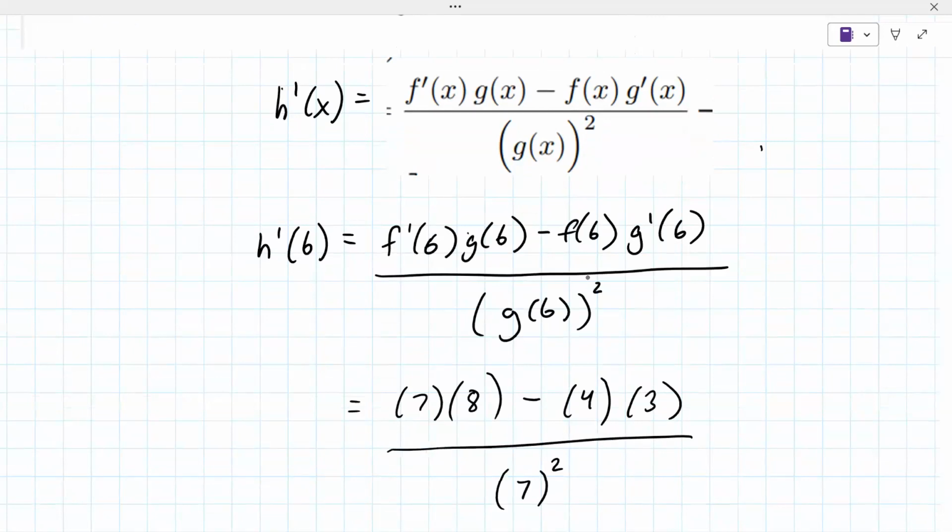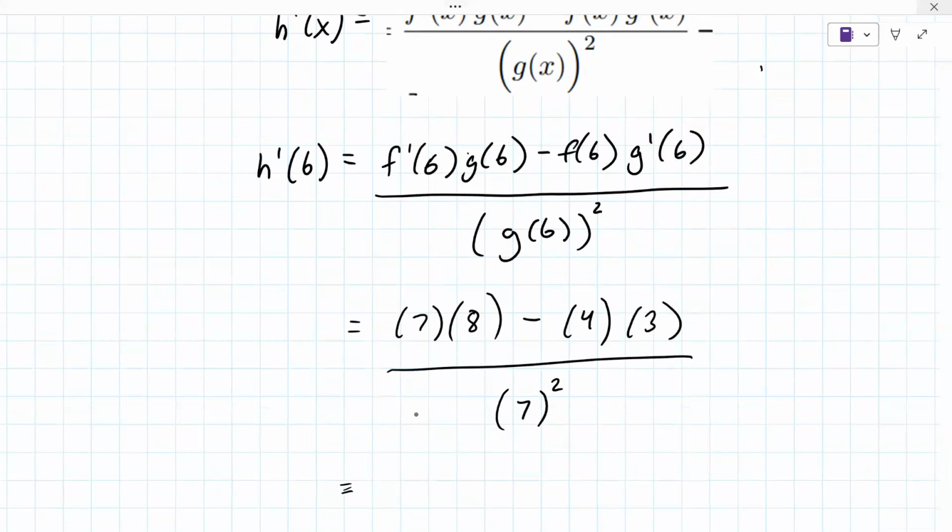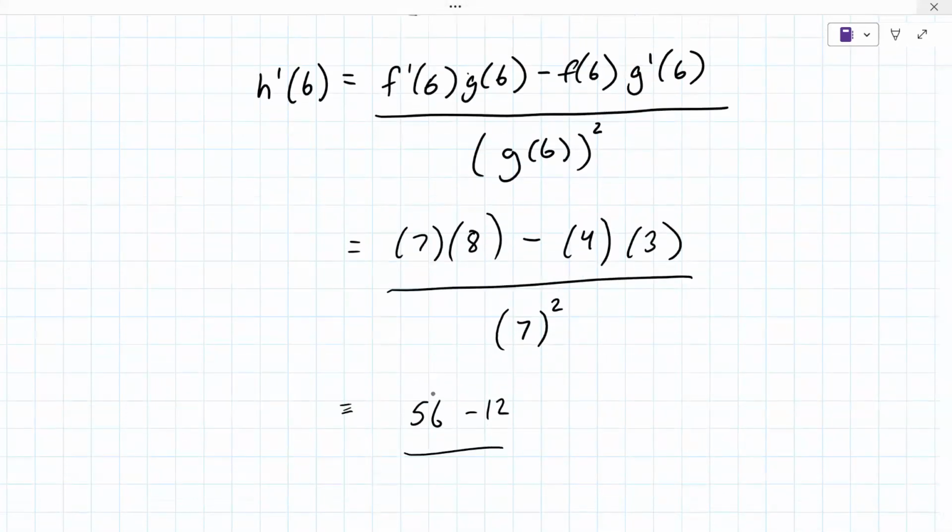Yeah, squared like that. Okay. All right. So you do have to simplify this. We got 56 minus 12 over 49, 44 over 49. Like that. That's your answer. Okay.